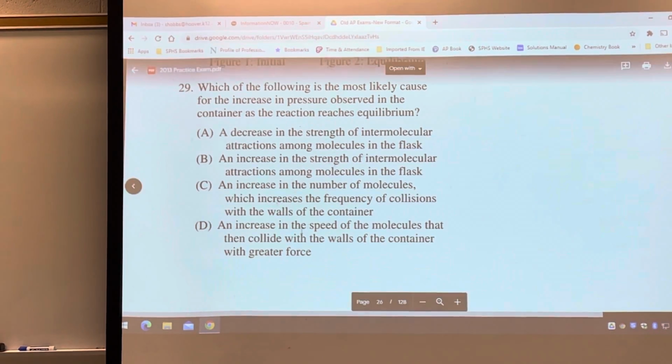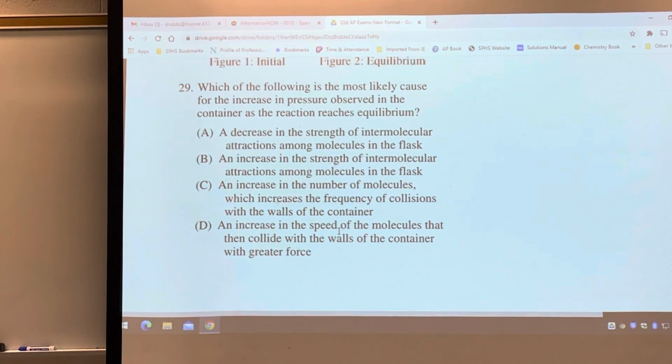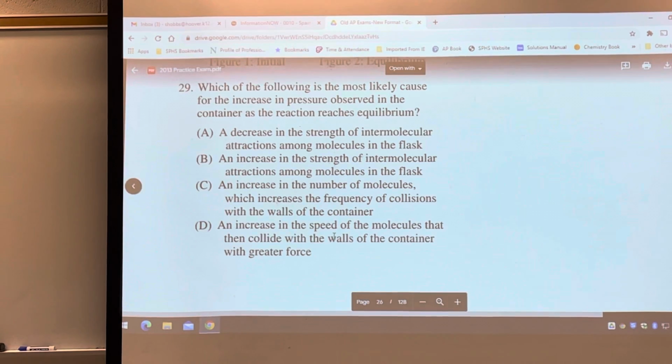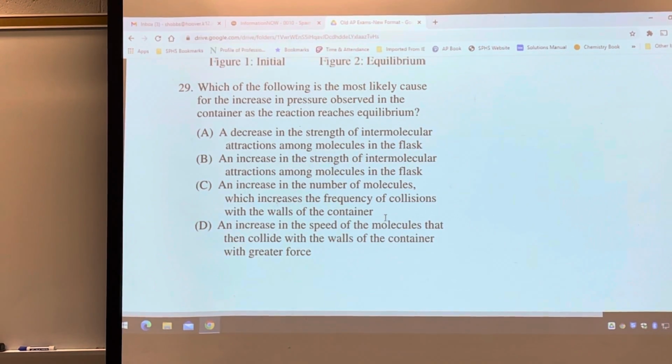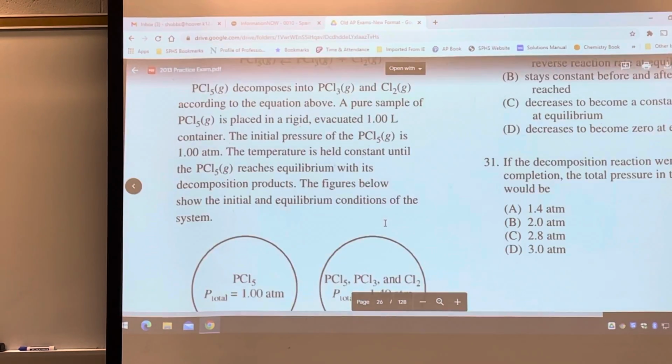What would change this? D, temperature. Okay, temperature would make that true, but we're not changing the temperature, we're just putting more molecules in. So pressure and molecules are directly proportional.